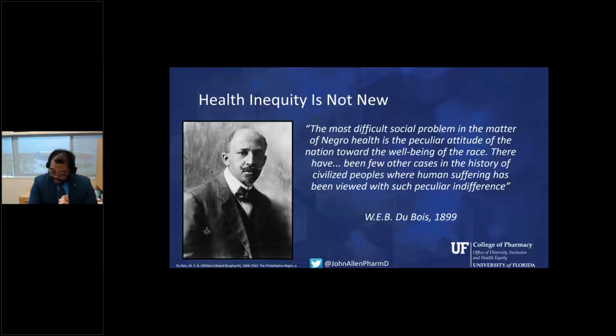Some of the things that he listed in terms of contributing factors include genetics, but he also included neglect of children and infants, poor dwellings, poor food, and insanitary living conditions as contributors to the observed health disparities that were present in Black citizens of Philadelphia versus white citizens of Philadelphia.